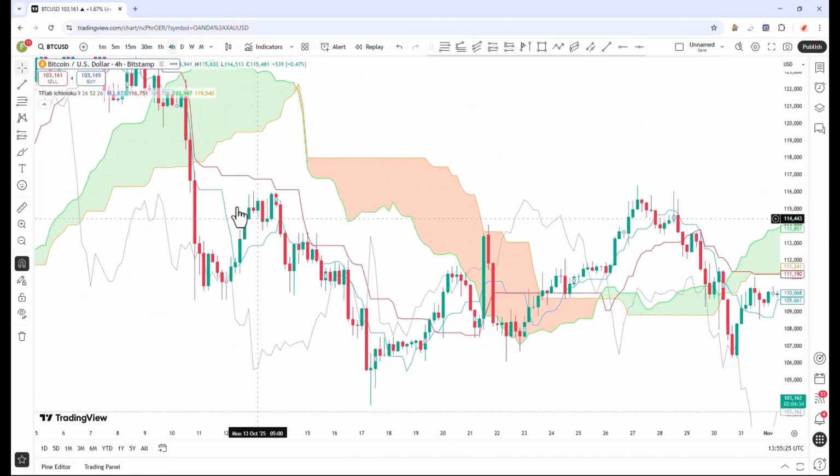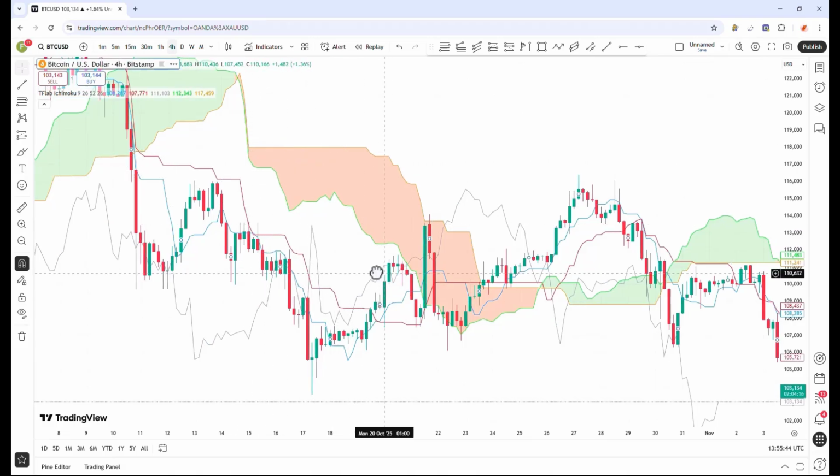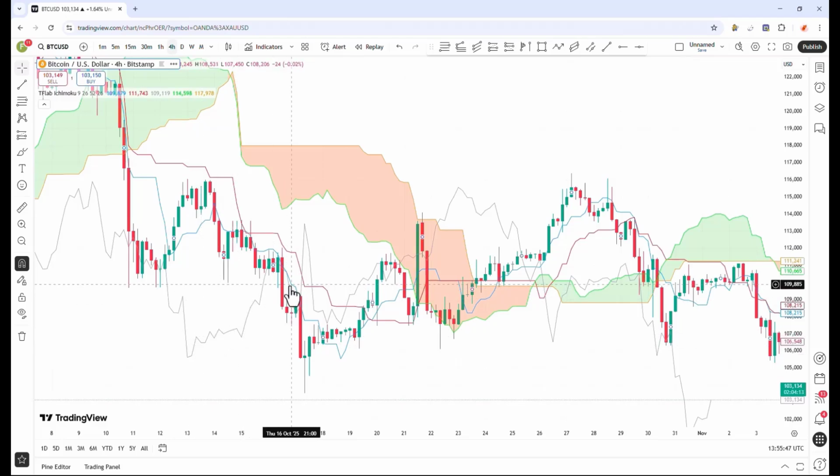In this indicator, the blue line is known as the Tenkan Sen line, while the red line is called the Kijun Sen line. The green edge, which represents one side of the Ichimoku Cloud, is referred to as Senkou Span A. The orange line is called Senkou Span B, and finally, the gray line represents the Chikou Span.